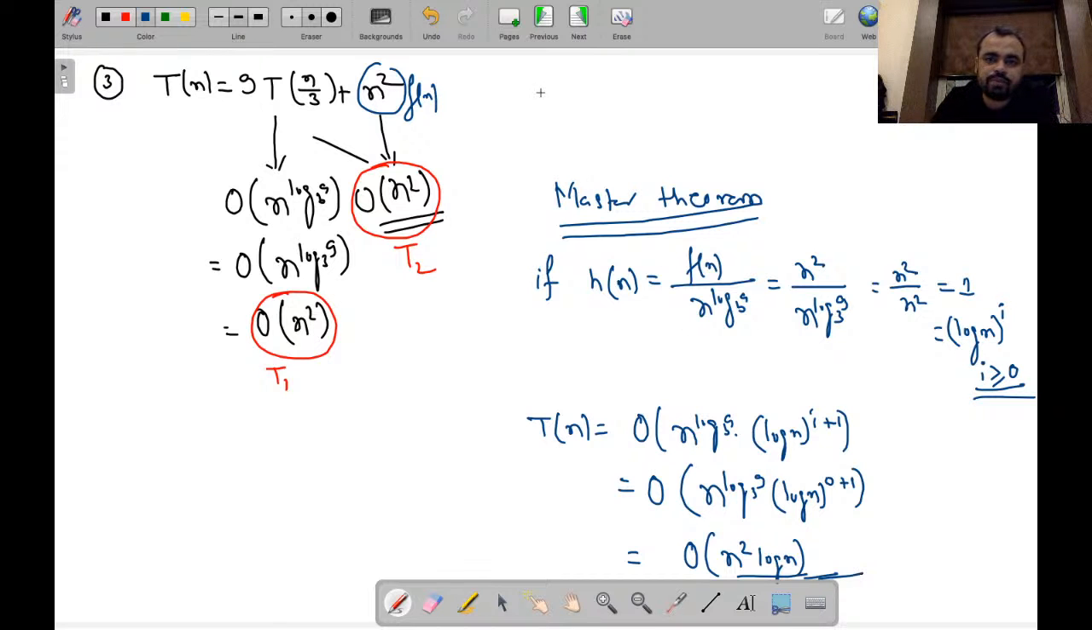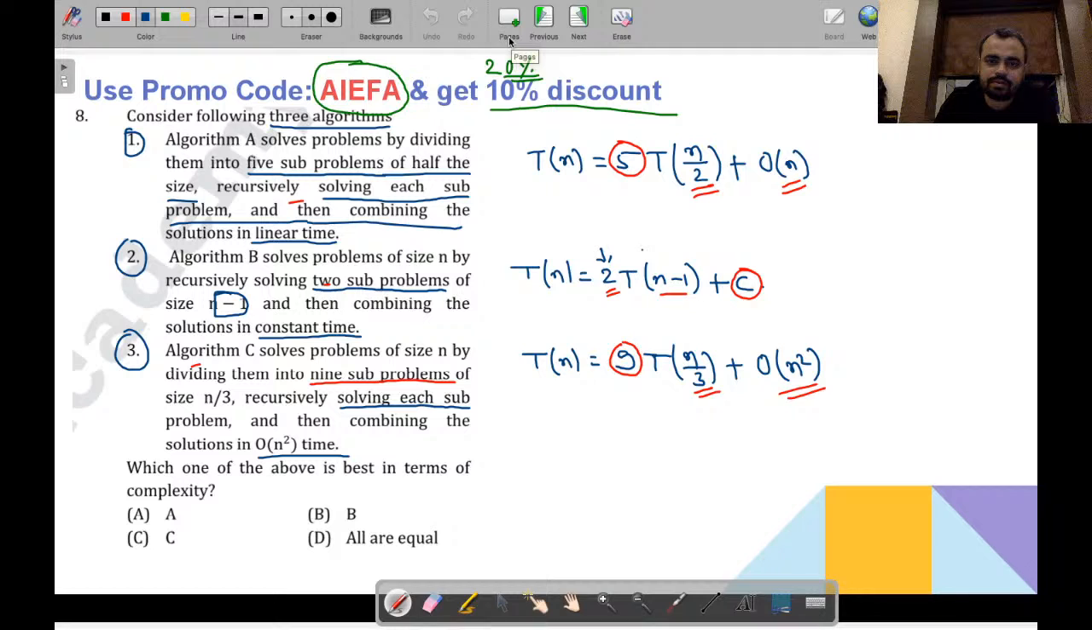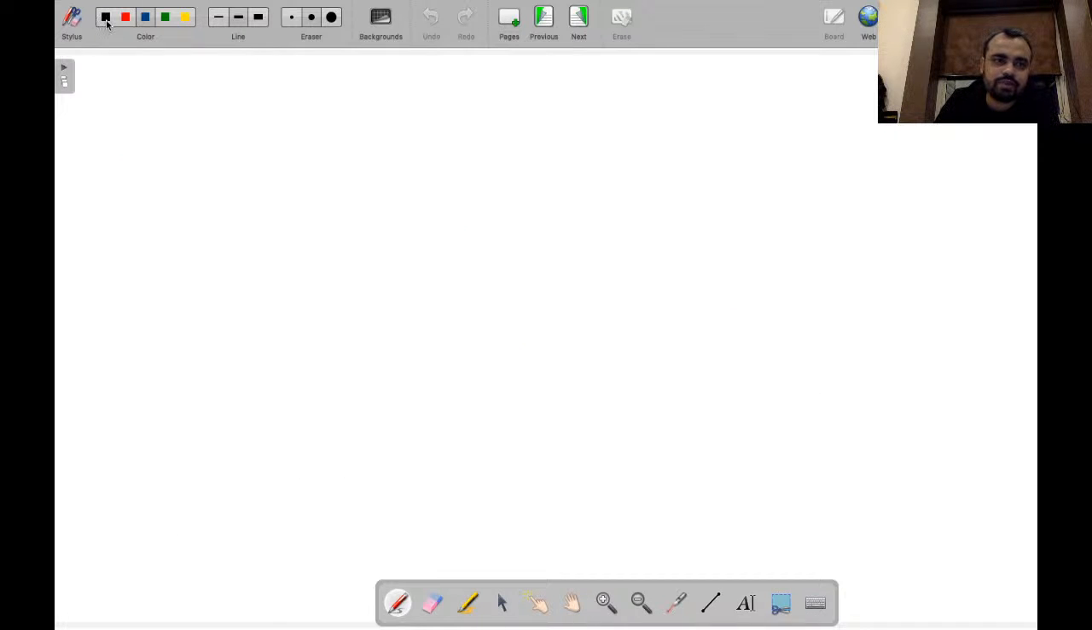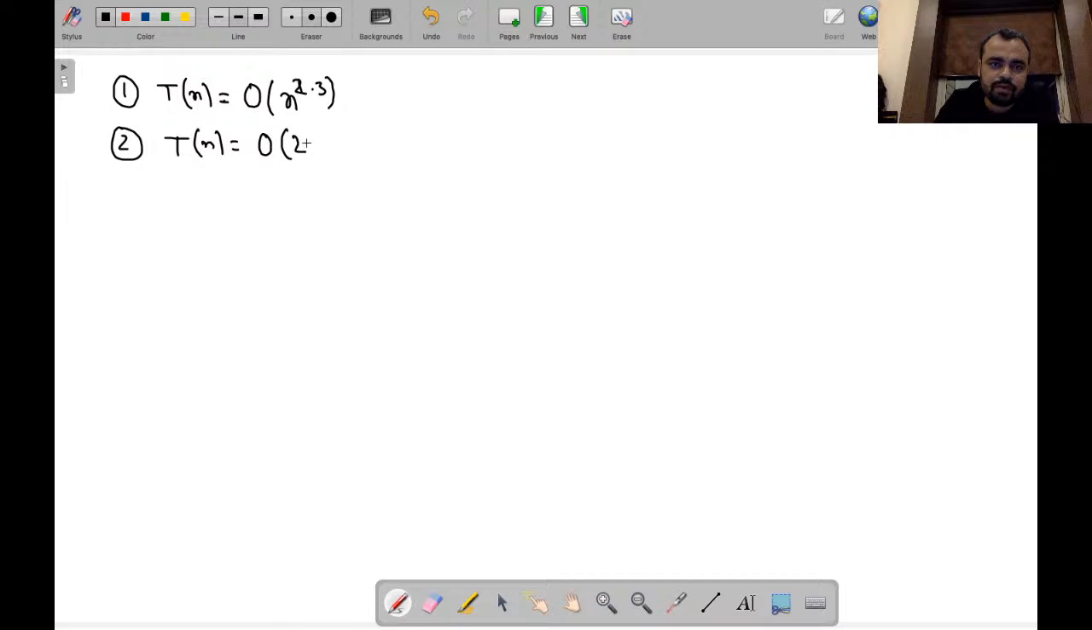So one by one let's try to test it. In the first situation we are getting T of n equal to order of n to the power, in the second order of n, and in the third situation we are getting order of n square.